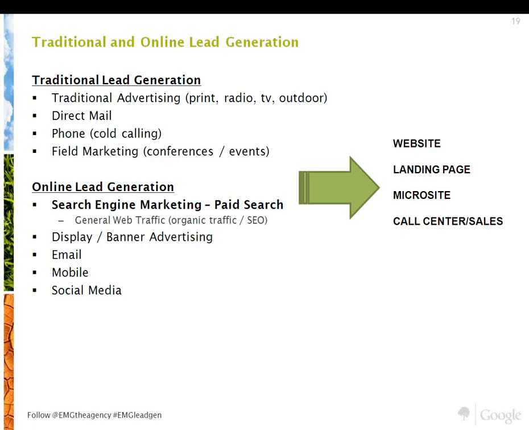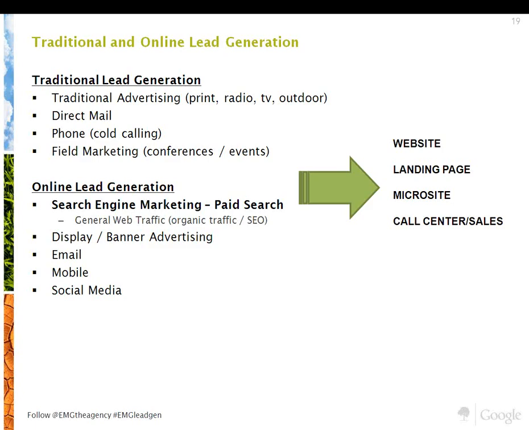So for traditional lead generation, I'm sure all of you are more familiar with traditional advertising such as print, radio, TV, outdoor, direct mail, cold calling, field marketing such as conferences and events. But really now there's more of a shift from offline to online, or people are really doing both.